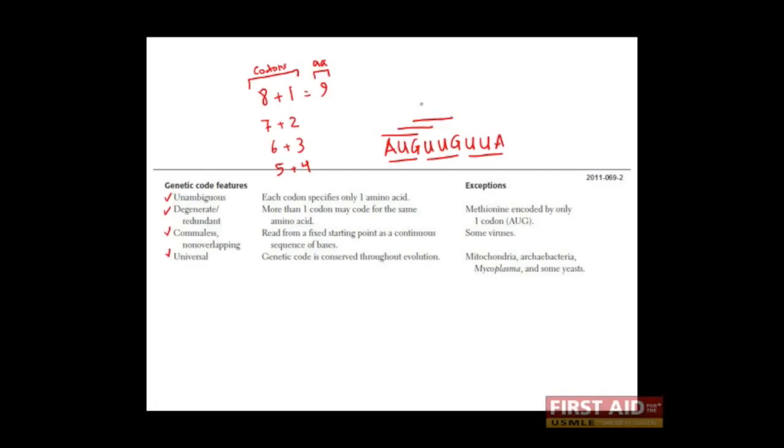Some viruses, however, when they read their RNA transcripts, can do this. They can read in overlapping parts, but most all other organisms read their RNA transcripts in non-overlapping sequences.